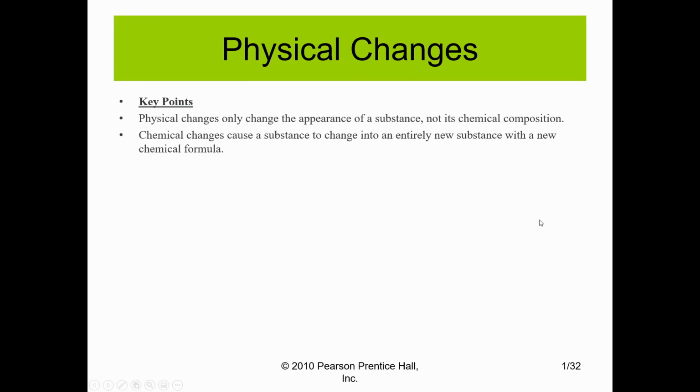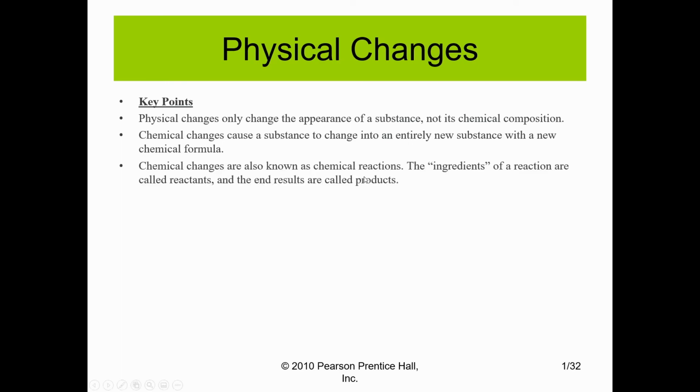So some key points of physical changes. They only change the appearance of a substance, but the chemical composition does not change at all. When we boil water, the chemical formula of water is H2O as a liquid, and it remains H2O when it turns into a gas. A chemical change of a substance will cause an entirely new substance with a different chemical formula to occur. So this would be a chemical change.